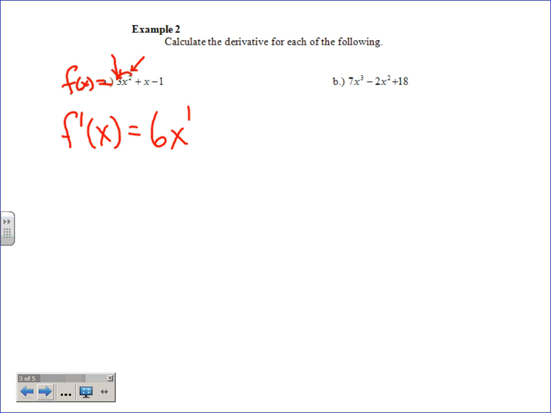Now here's where it gets a little tricky. This is basically a 1x to the first, right? That's what would be there. So what do you do? You take the exponent times the coefficient, so that is 1. But then it's x to the 0.